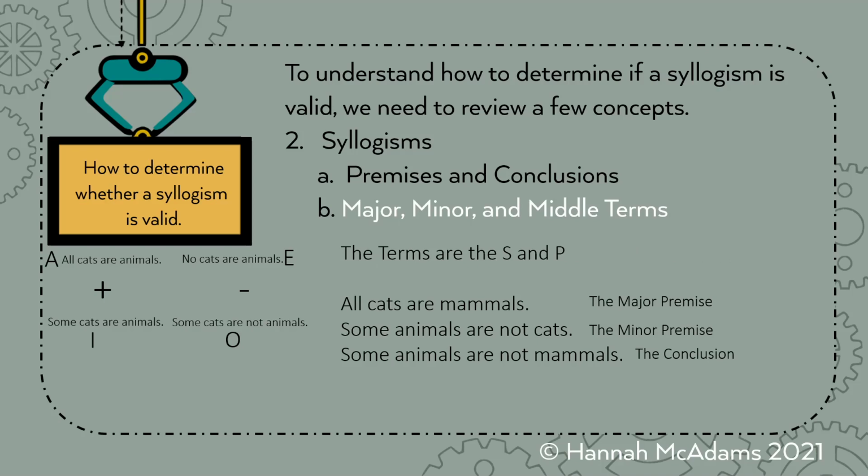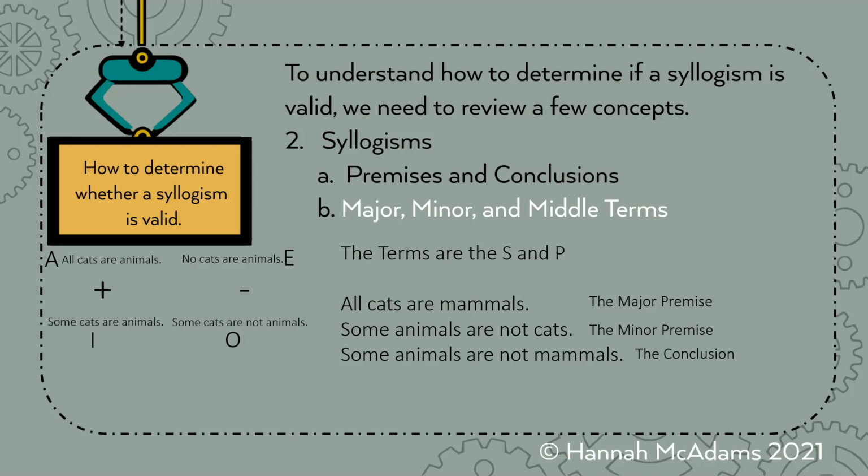All right, now let's talk about the major, minor, and middle terms. This is a little confusing, and part of the reason is, did you notice that all cats are mammals is the major premise? So we've got a major premise and we have a major term. We have a minor premise and we have a minor term, and then we also have a middle term. So it's a little confusing because we're using these words in two different ways. But let's go through this.